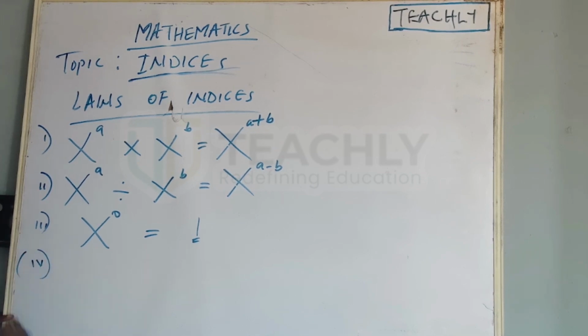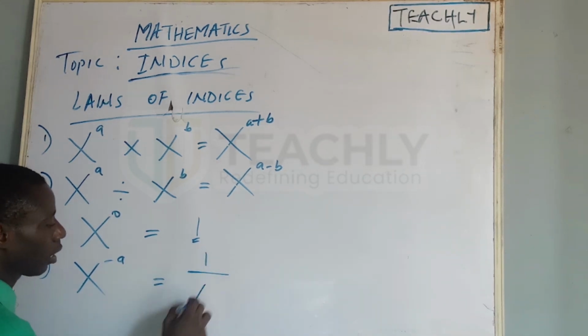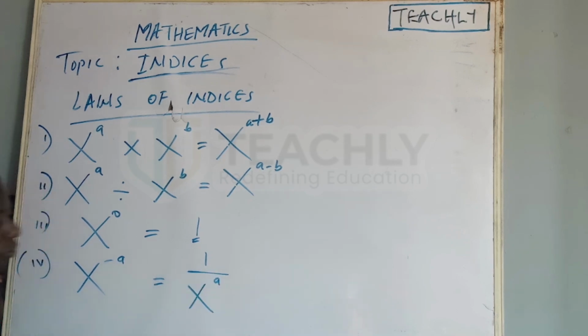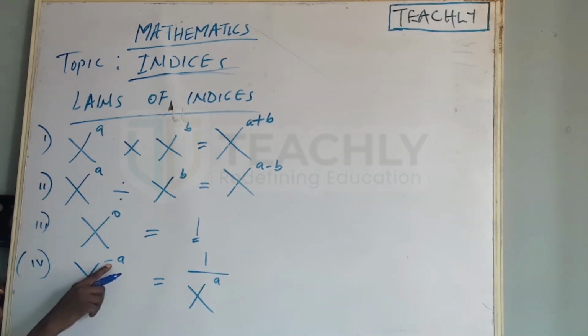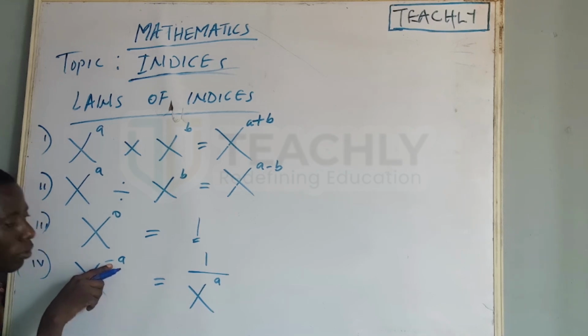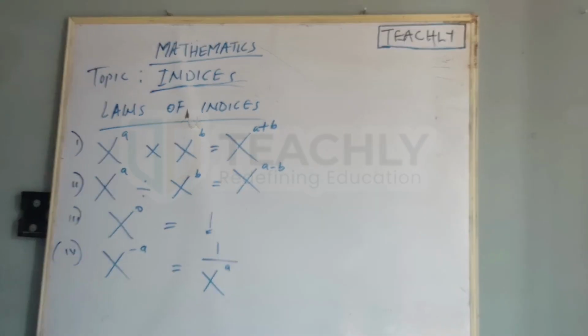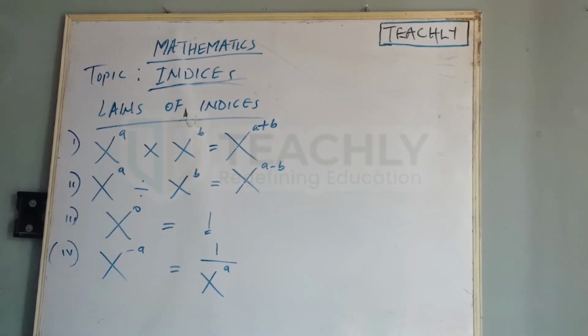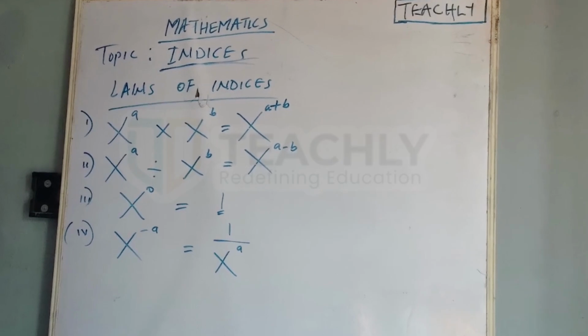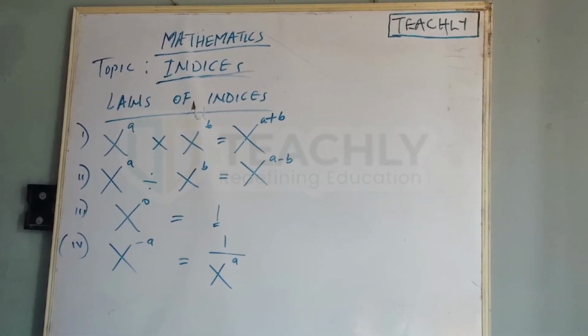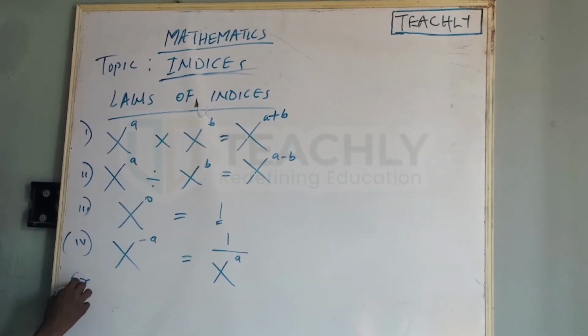For fractions, if you have x raised to the power minus a, it will always be 1 over x raised to the power a. So anytime you have a negative power, it will be 1 over x raised to the power a. So these are the major rules under indices. With that, let's look at an example.